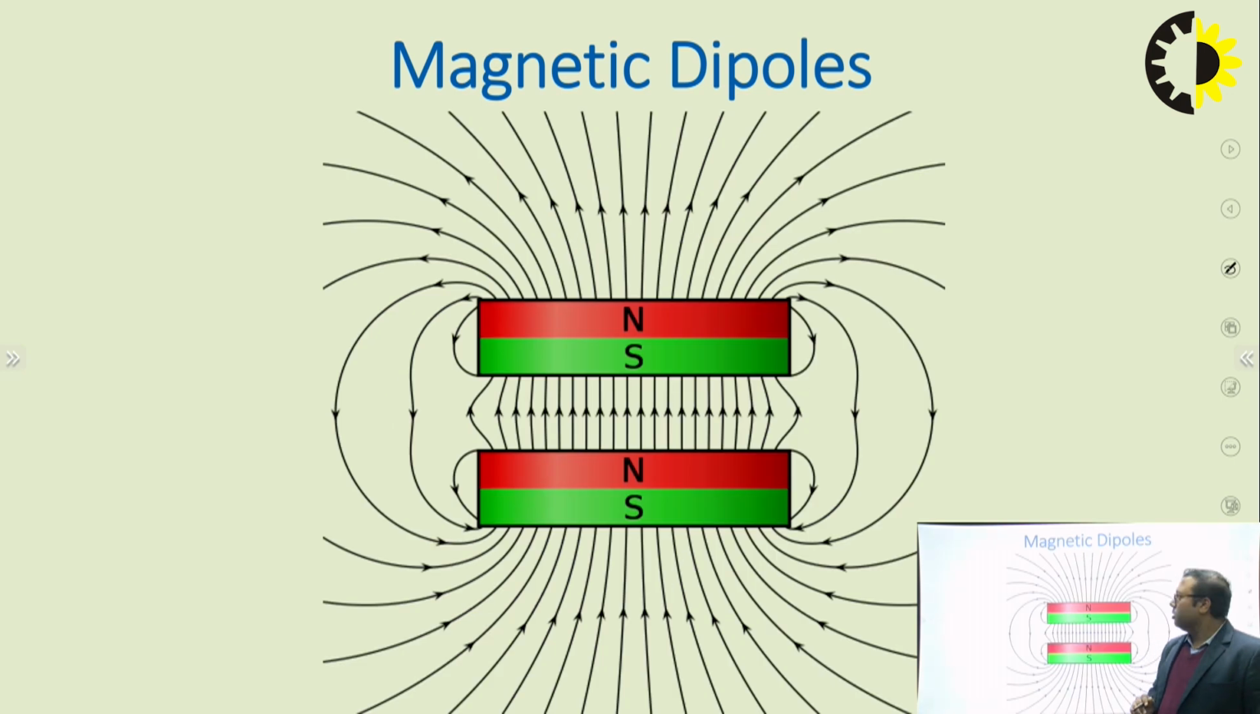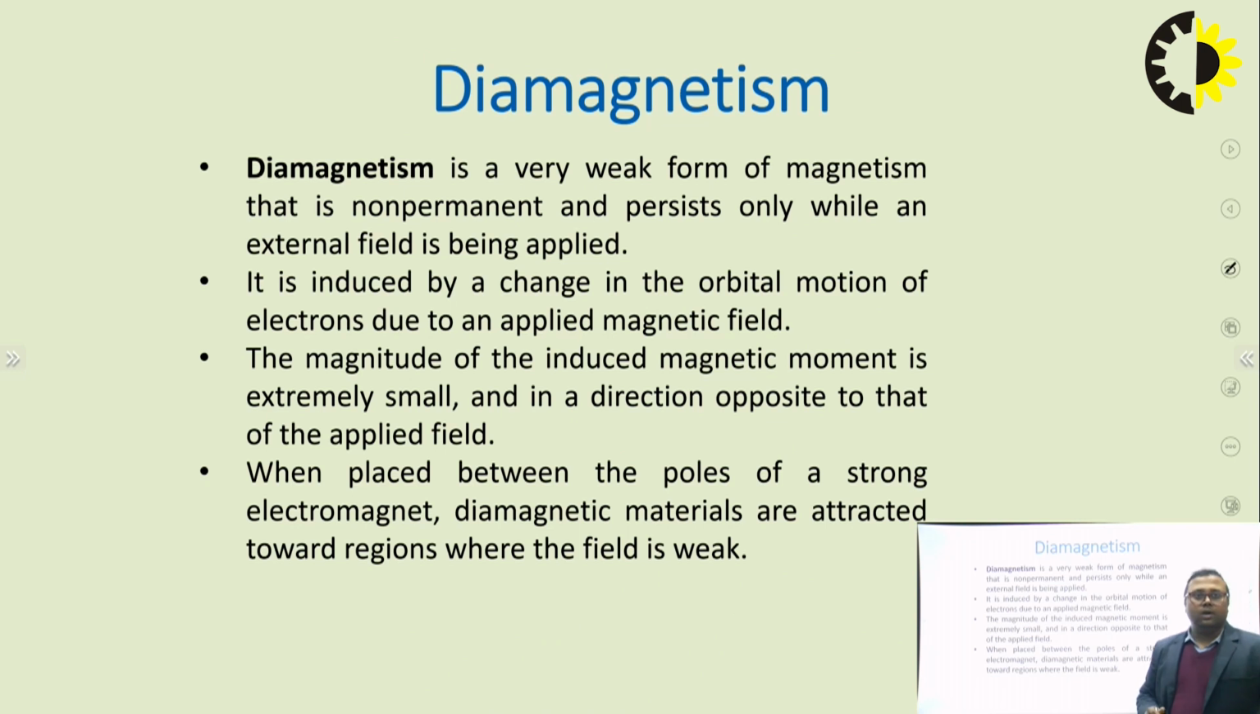You can see here also, if we take two magnets, north pole, south pole, north pole, south pole. From the north pole all the magnetic lines of force are coming out, and into the south pole all the magnetic lines are entering. So one by one we will discuss different types of magnetism.